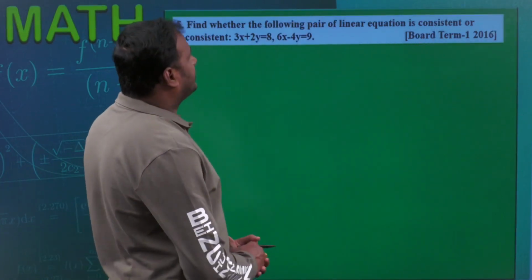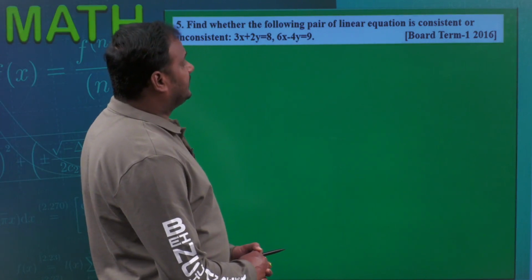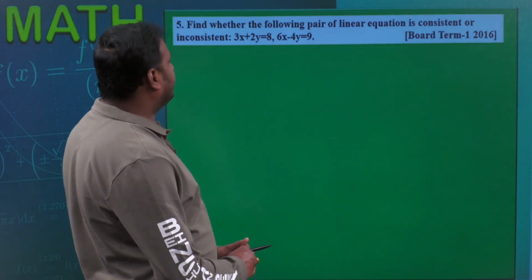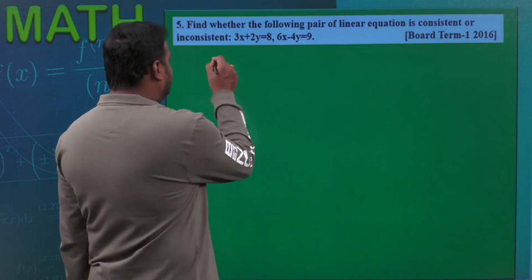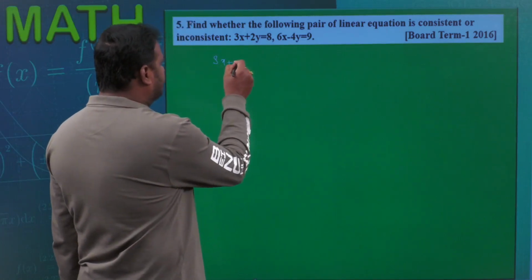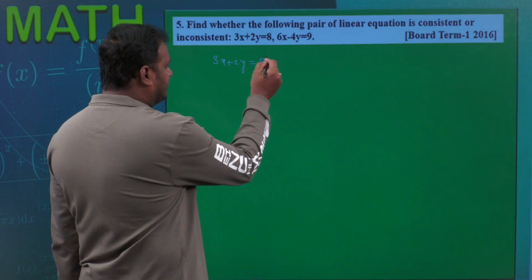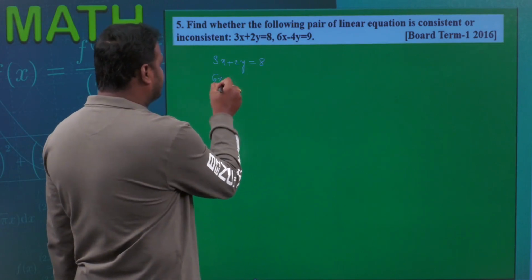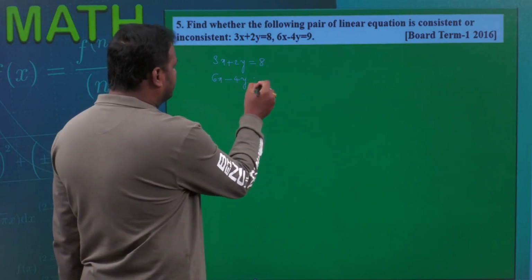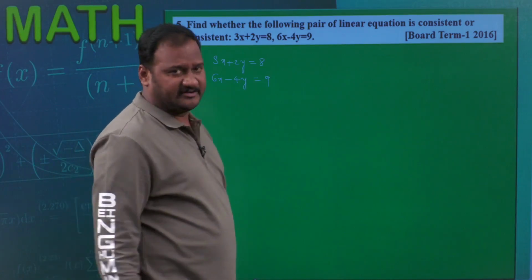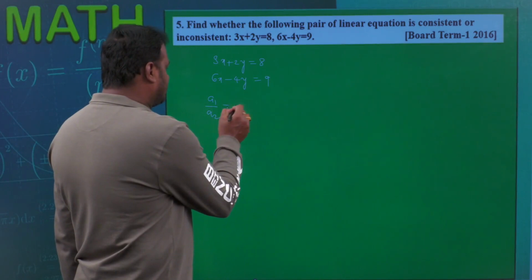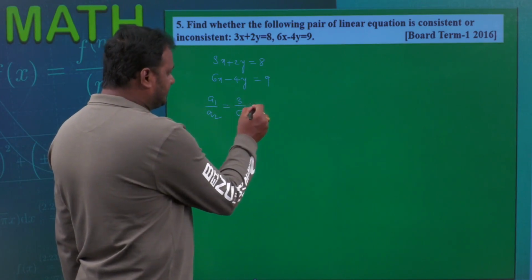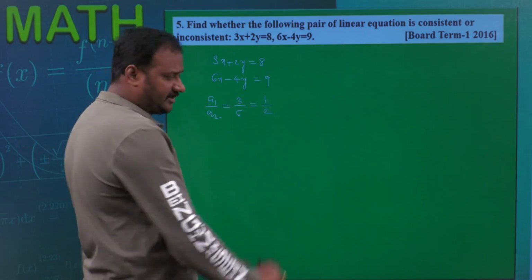Here, find whether the following linear equations are consistent or inconsistent. So this one is also the same as the previous one. The given two equations are 3x plus 2y is equal to 8, and the second equation is 6x minus 4y is equal to 9. Let me find out A1 by A2. A1 by A2 is equal to 3 divided by 6. What is 3 divided by 6? Equal to 1 by 2.